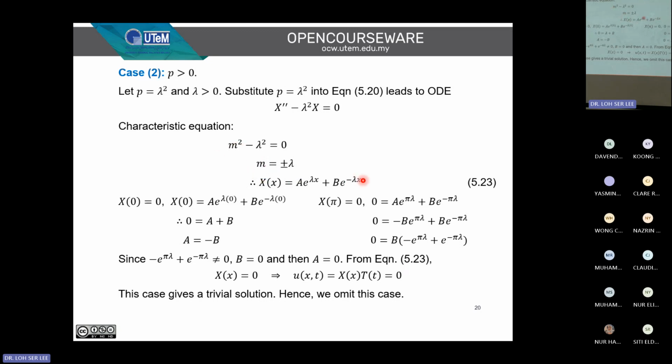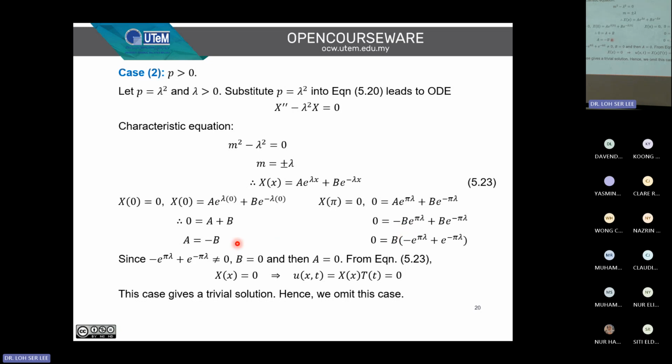So you get this. Apply these two. From the first one, you get one equation. From the second one, you get this one. So substitute a by negative b, factorize b, and we find that this cannot be 0. It is an exponential function, it will never be 0. So the one to be 0 must be b.